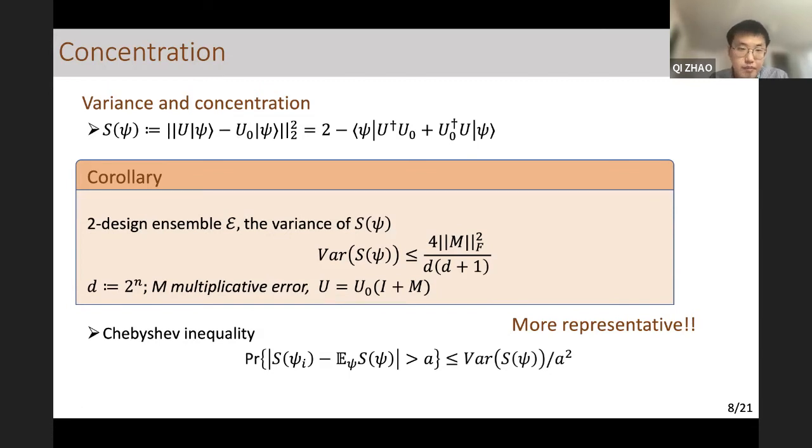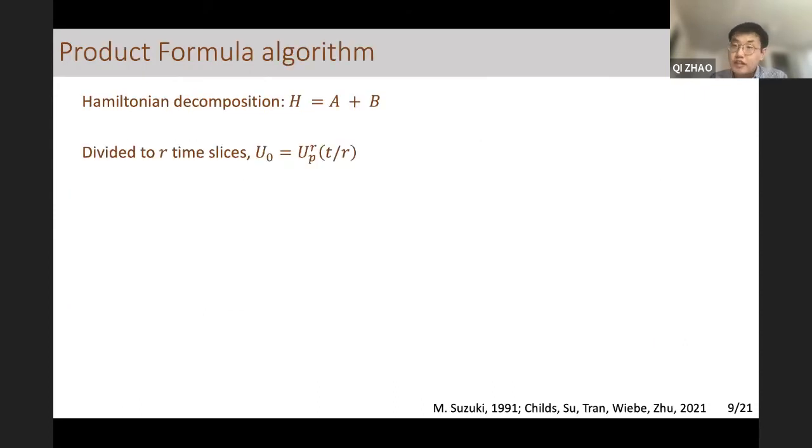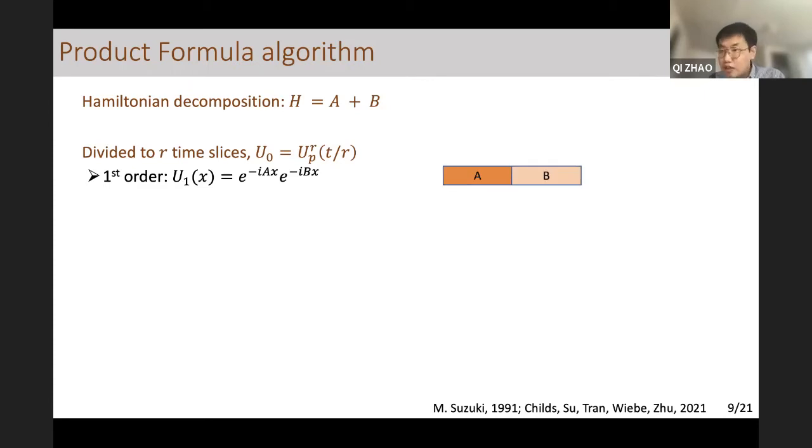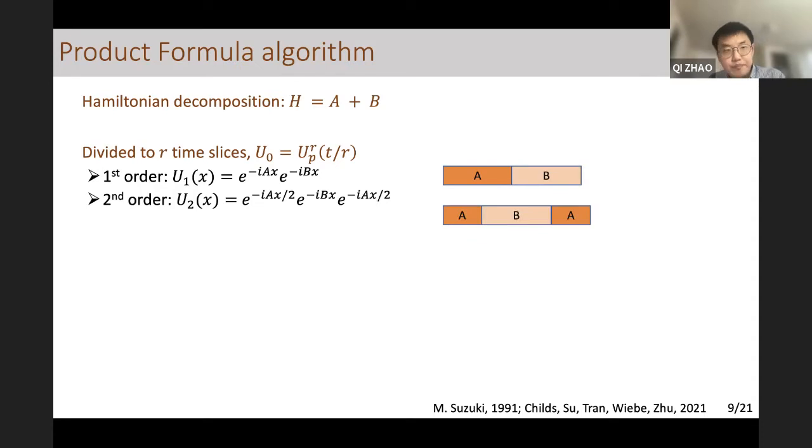This can be done by different kinds of algorithms. The most widely used one is the product formula method. In this algorithm, at first we need to divide the whole time evolution into R slices or R segments. Then in each segment, we apply a different approximation strategy. For the first order product formula method, we implement the evolution A and B. For the second order product formula method, we implement the evolution for A and B and then A.